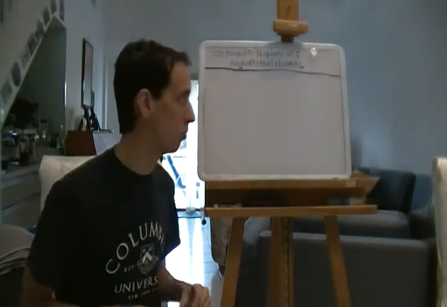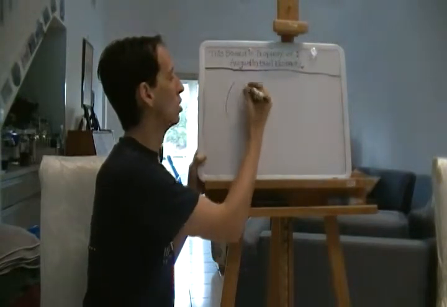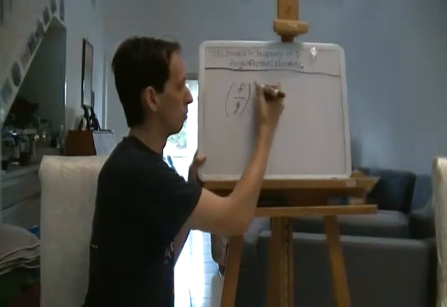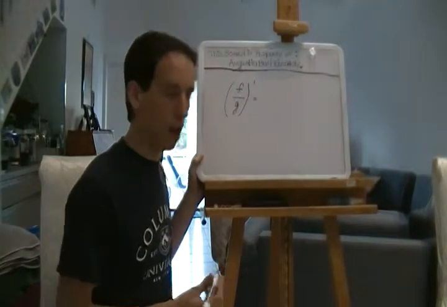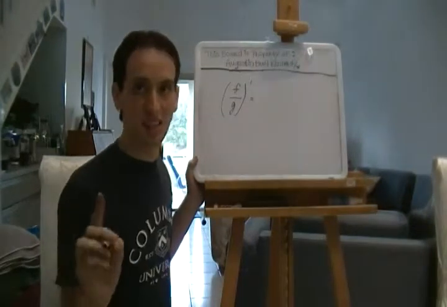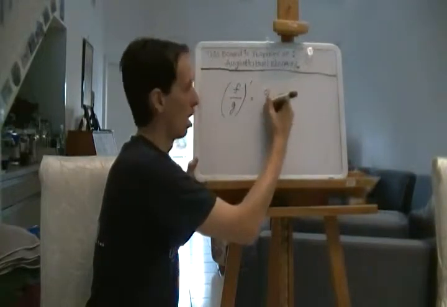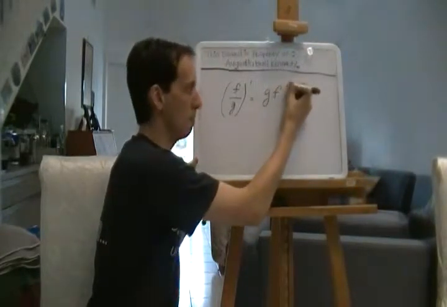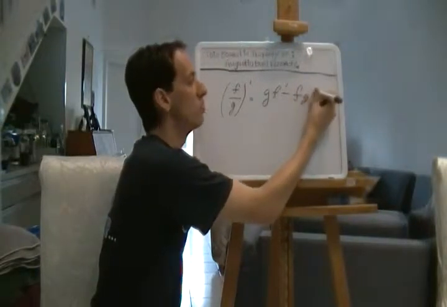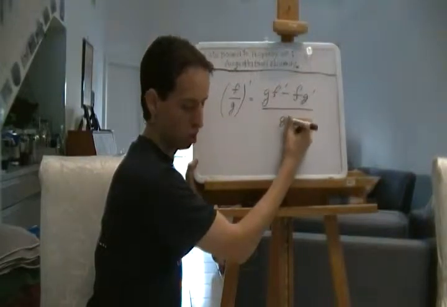And the quotient rule, I'm going to write it down here. If you have a quotient, f over g, prime is the same as, in this case, the order is very important. g times f prime minus f times g prime over g squared.